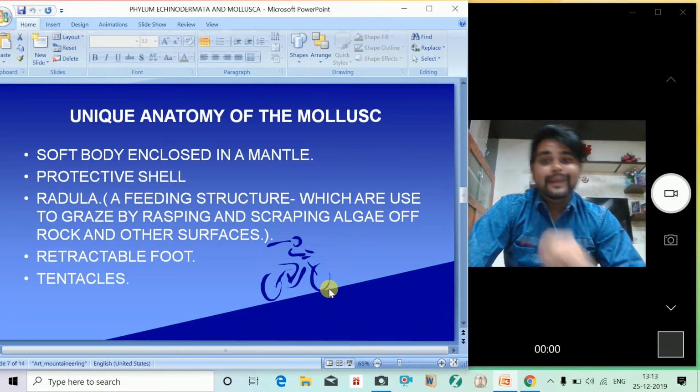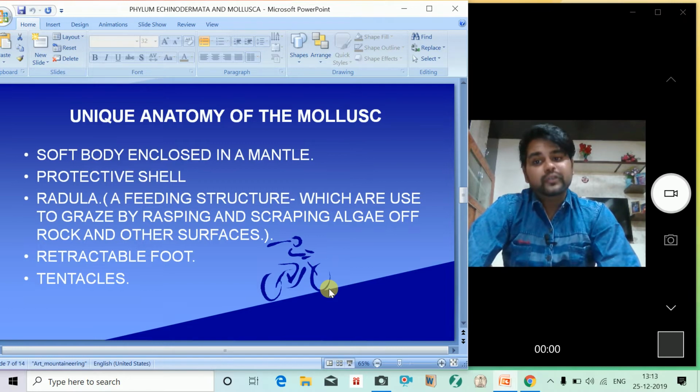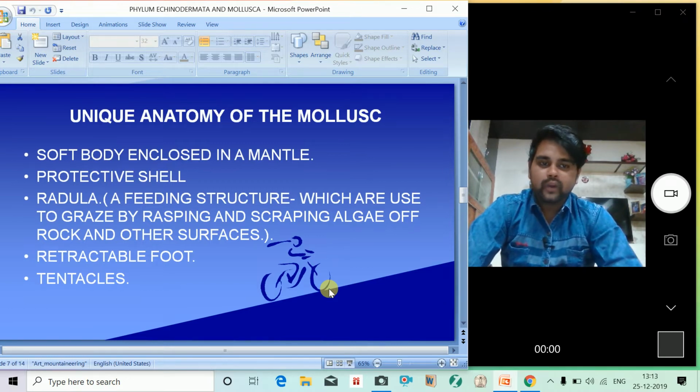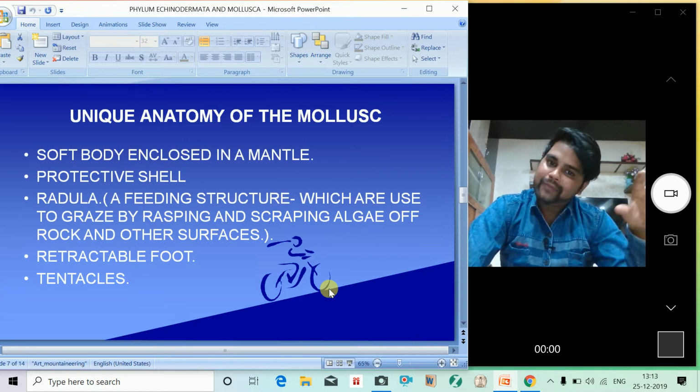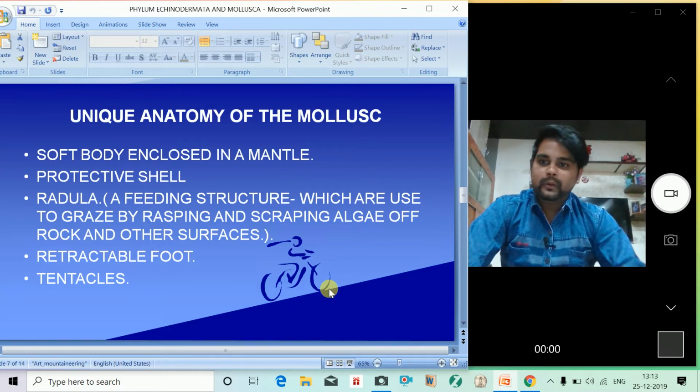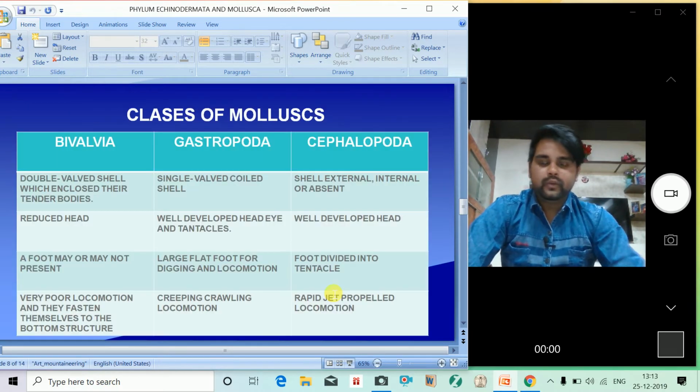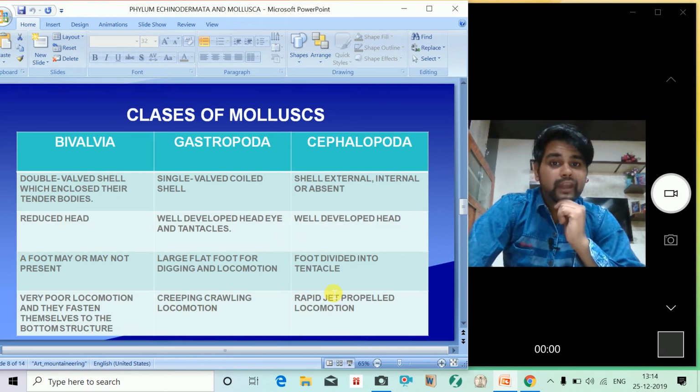Soft body enclosed in a protective shell. Radula is a structure which they use to grasp the algae from the rock. They have the radula, a retractable foot, and tentacles. So the mollusks have been divided into three classes: bivalves, gastropoda, and cephalopoda.